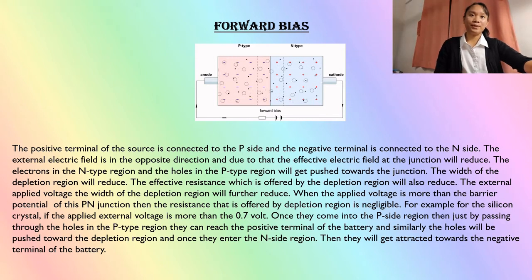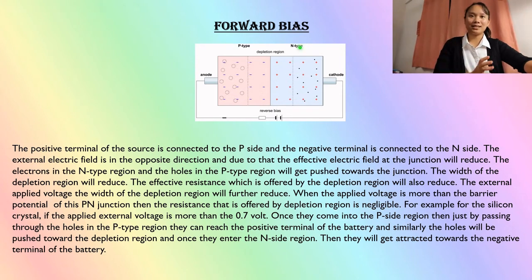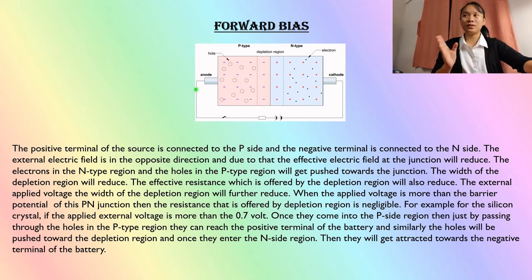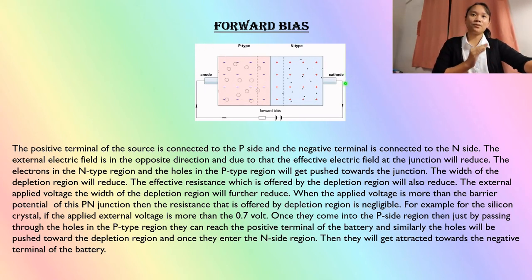For this, the positive terminal of the source is connected to the P side and the negative terminal is connected to the N side. That means the PN junction has two sides, which are the P side and the N side. The P side is for the positive terminal and the N side is for the negative terminal.